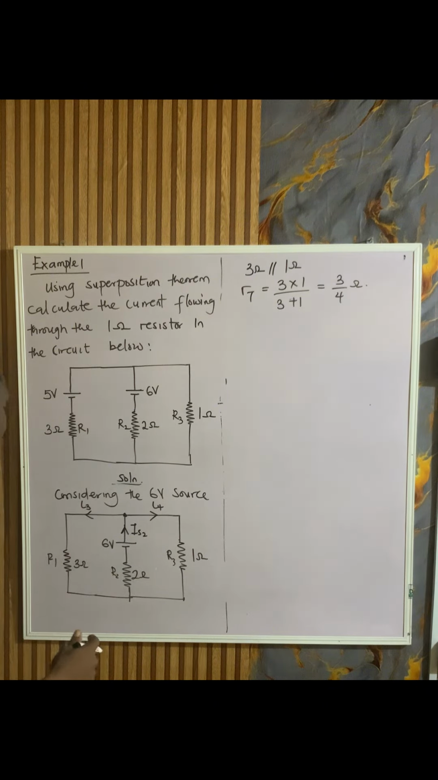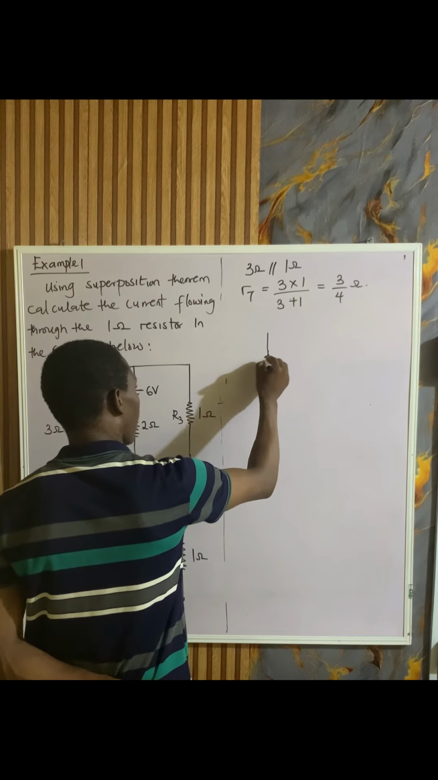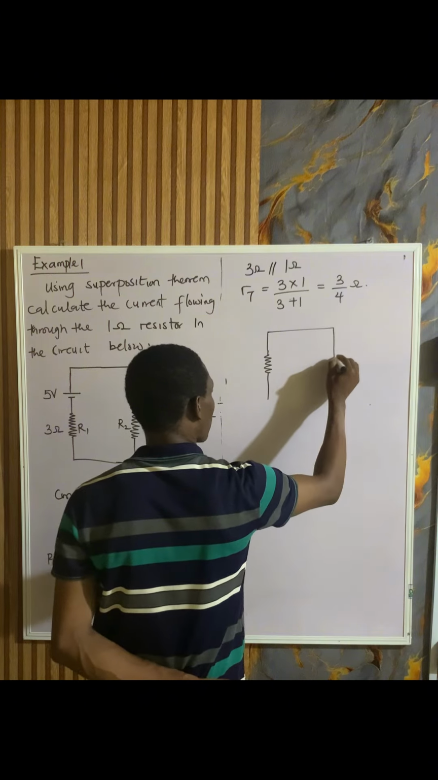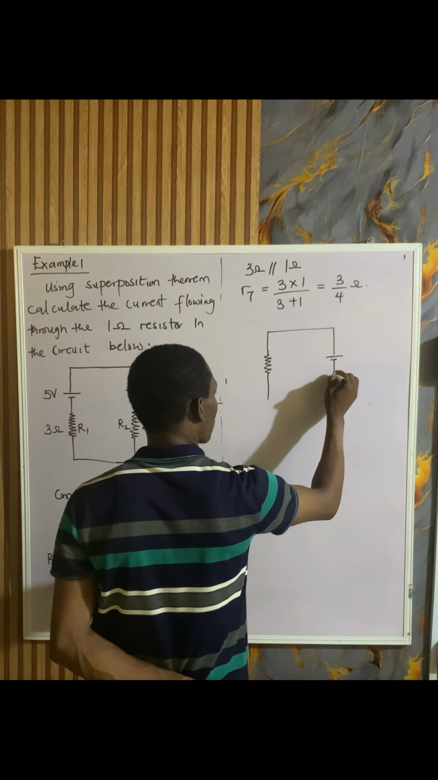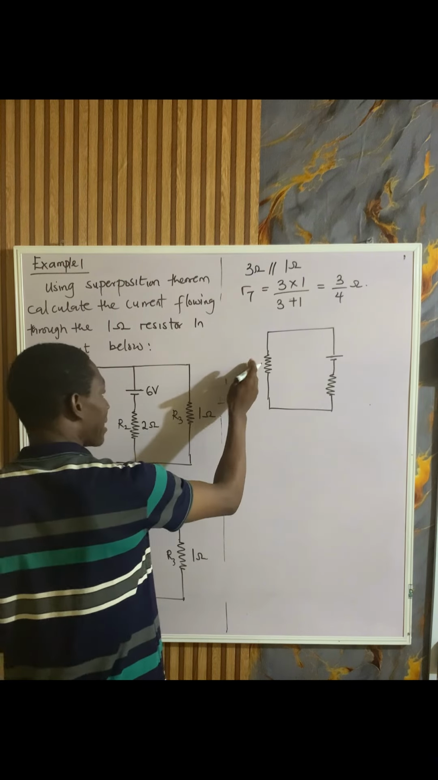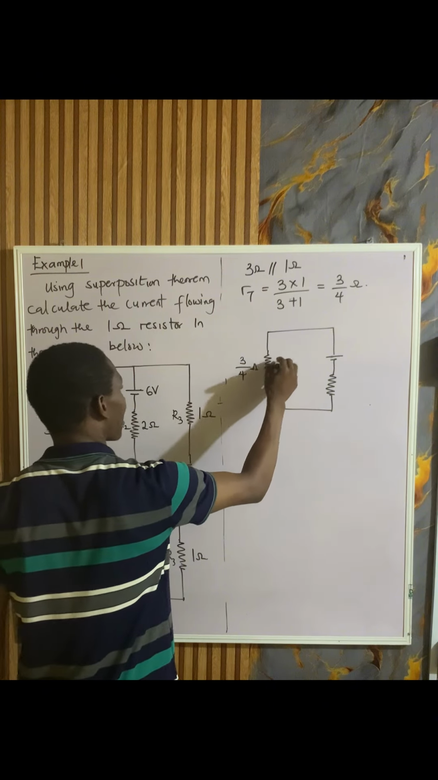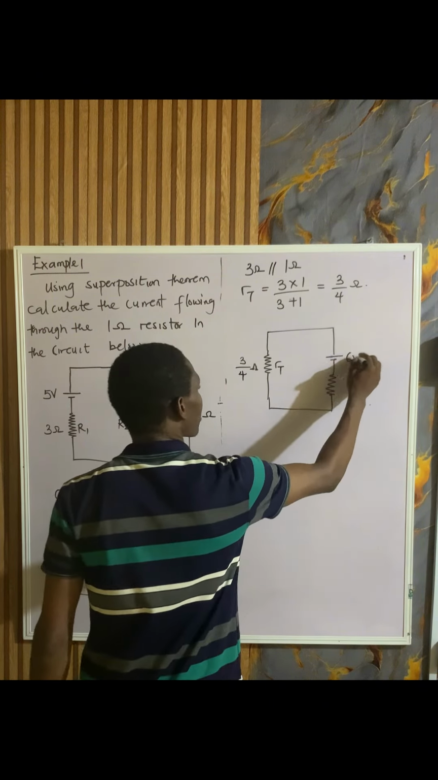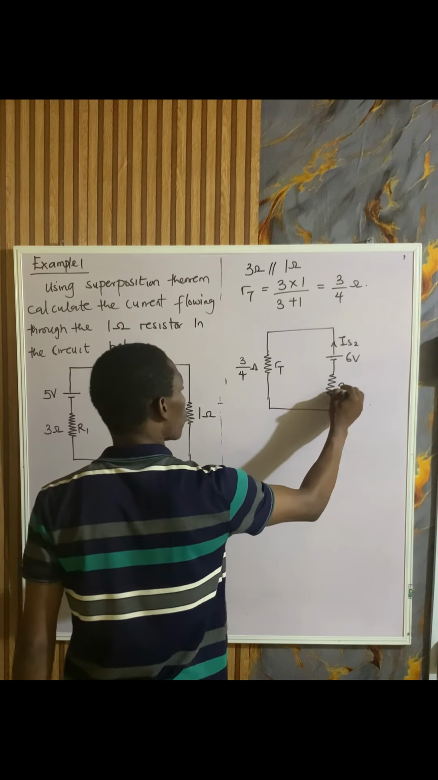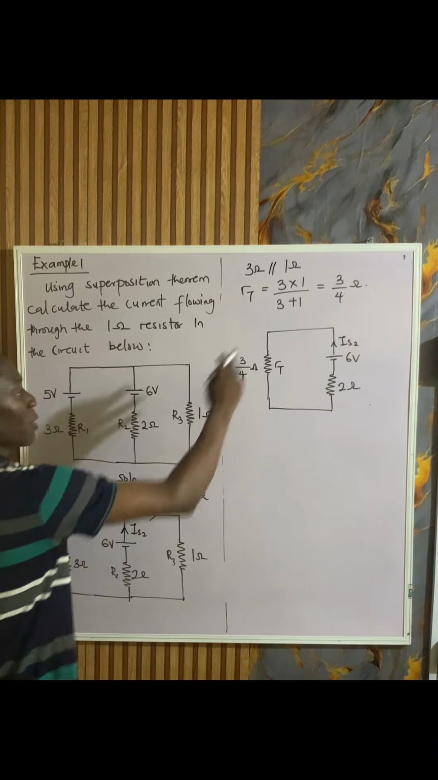Having done this, I've combined these two to be 1. I will have it like this now. So these two are combined here to give us 3 over 4 ohms. So this is the RT. This is our 6 voltage source, and this is the current as a result of the 6 voltage source, I source 2. And then this is the 2 ohms in this place. So I've combined this 1 and 3 ohm together. Now this becomes another series circuit.